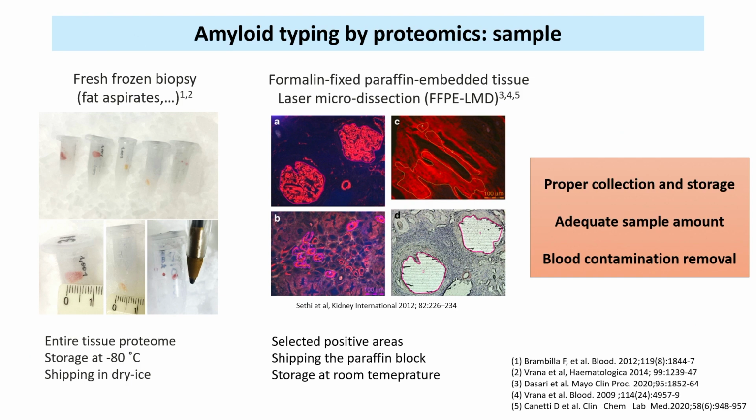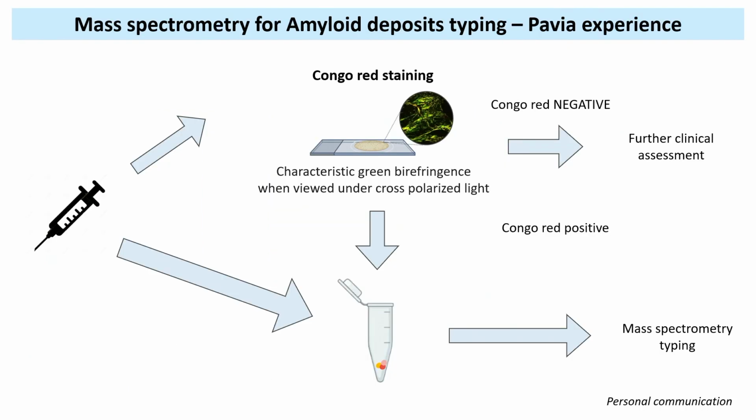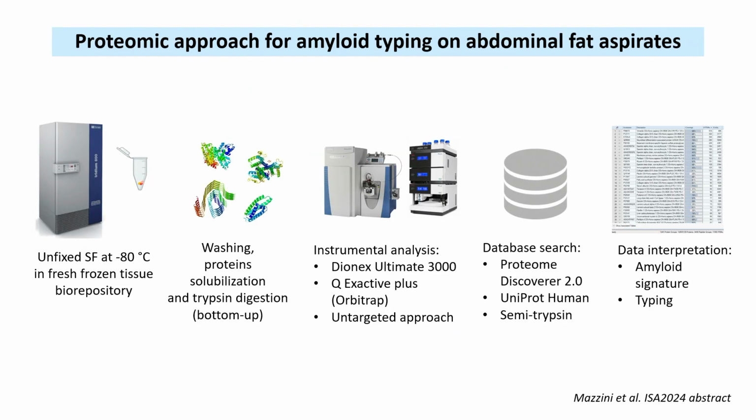Next, please. Our approach in Pavia is now to perform, in all cases of positive Congo red abdominal fat aspirate, a sample for immune electron microscopy and a sample for mass spectrometry. And next, please. And this is our flowchart.